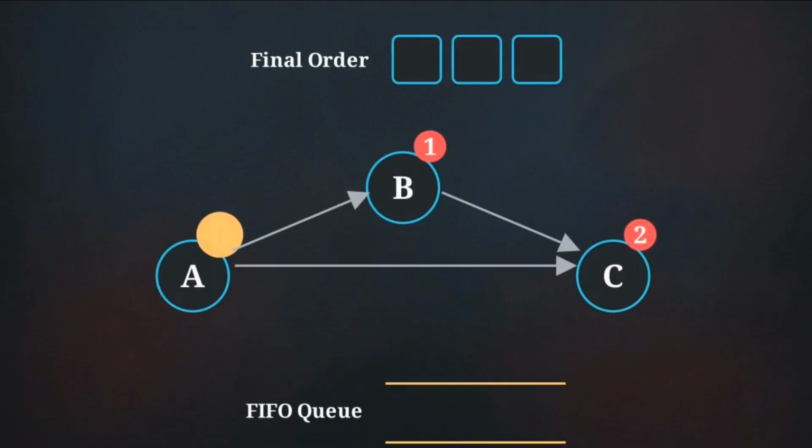We start by finding any module with an in-degree of 0 and dropping it in. When we pop a module out of the queue, we place it in the final order array. We then simulate its completion by sending signals to its neighbors, subtracting 1 from their in-degrees.